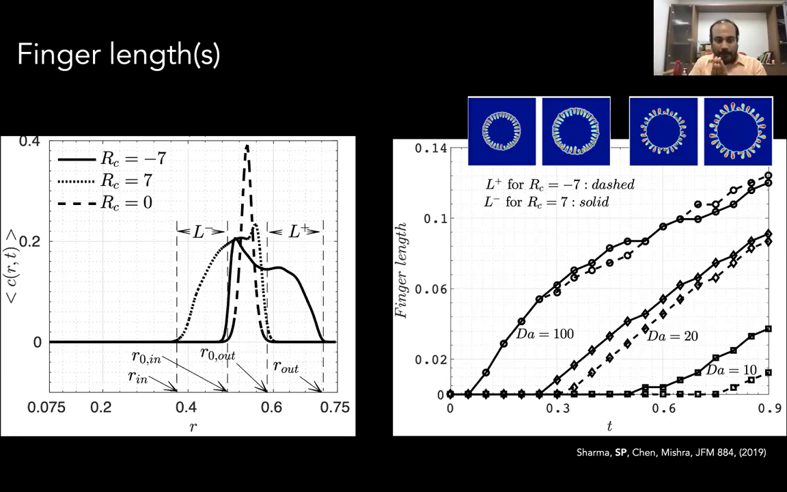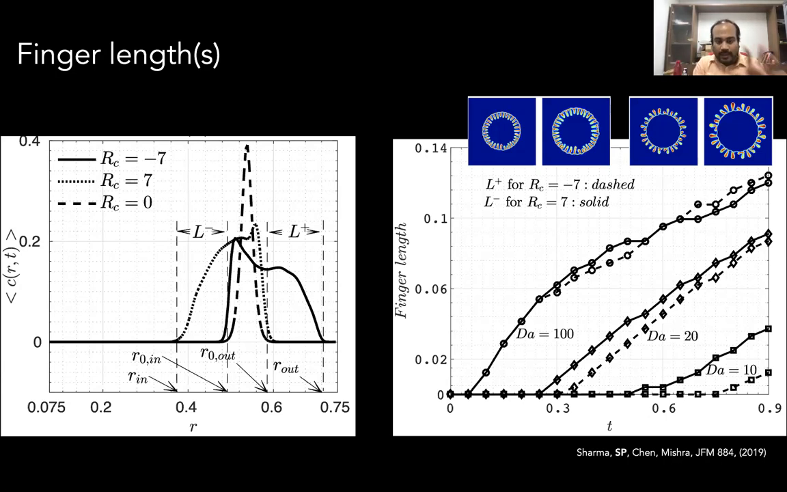The dotted line represents the positive RC, which shows that this peak has distorted and has traveled more towards the injection direction, right? So that means the fingers are forming inward, which is represented by the top two snapshots of the simulation on the right-hand side. We see that the red region, which is the product, is forming fingers inwards into the reactant, which is A.